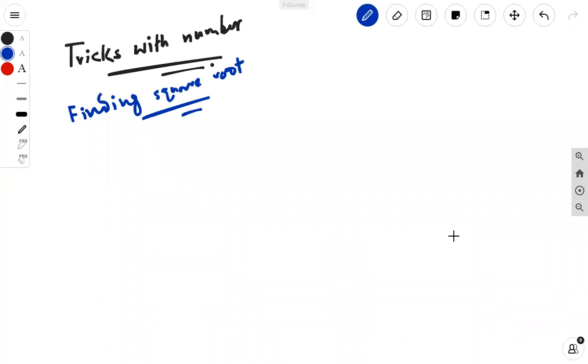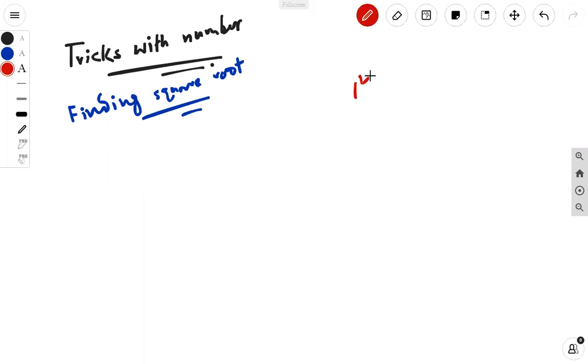You can apply the division procedure. You can just find the factors and then find the square root, but I would suggest this particular method. Just see this, watch this.